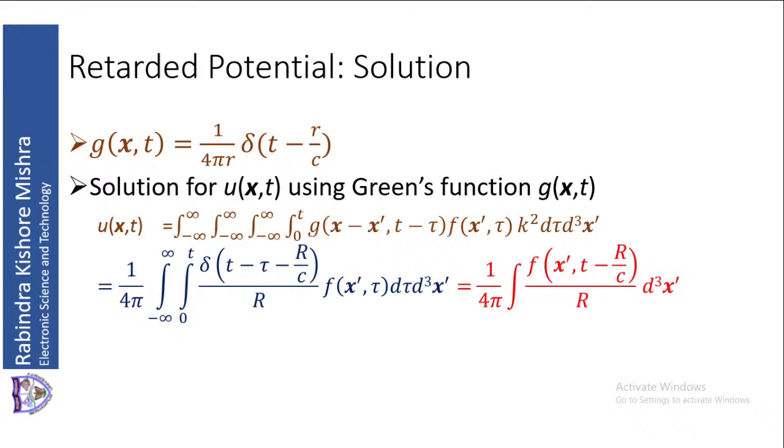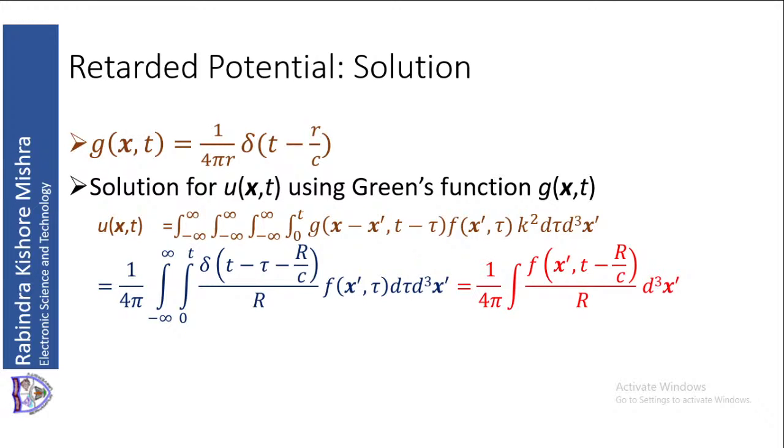Small r, why small r? It should be delta of t dash, where t dash is equal to t minus capital R by c. Capital R is equal to small r when r dash is equal to 0, or the origin is located on the source. So this is what it is: G(x,t) is equal to 1 by 4 pi r delta of t minus r by c.